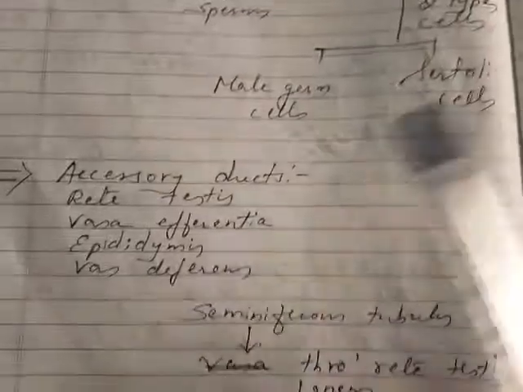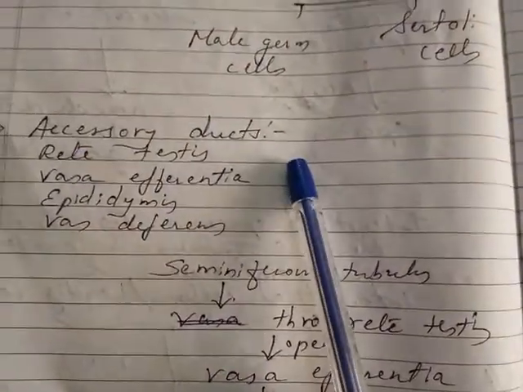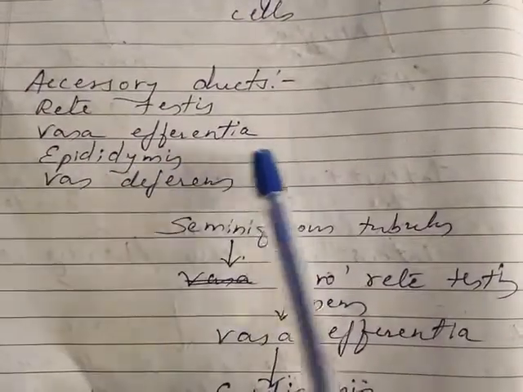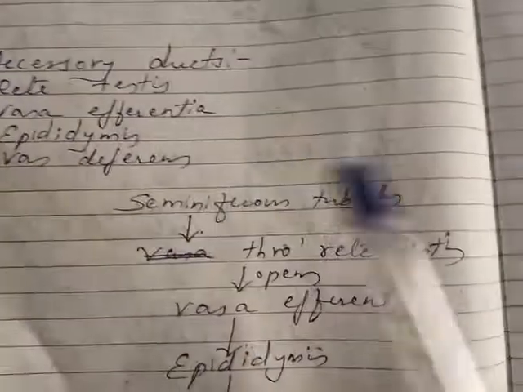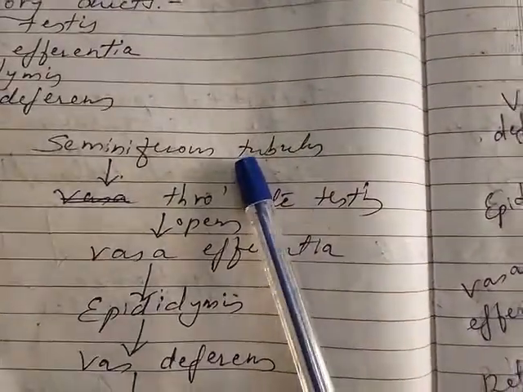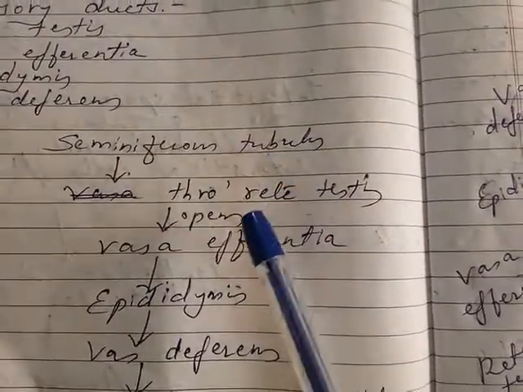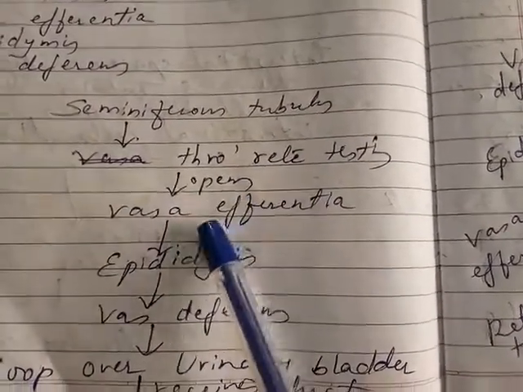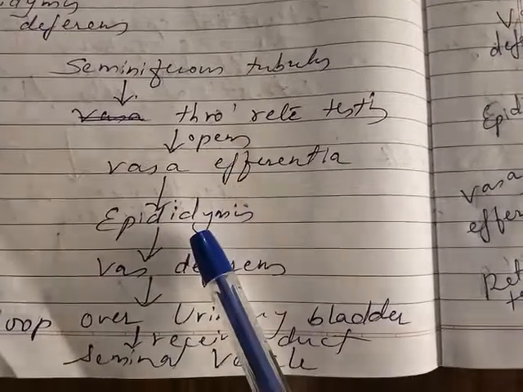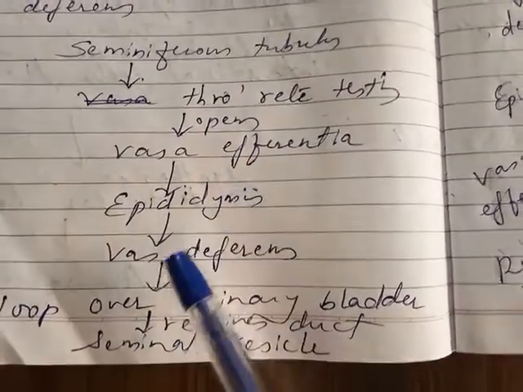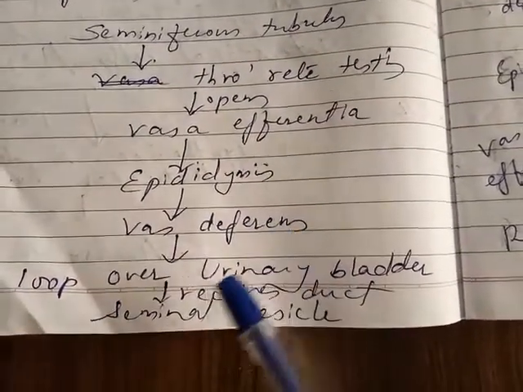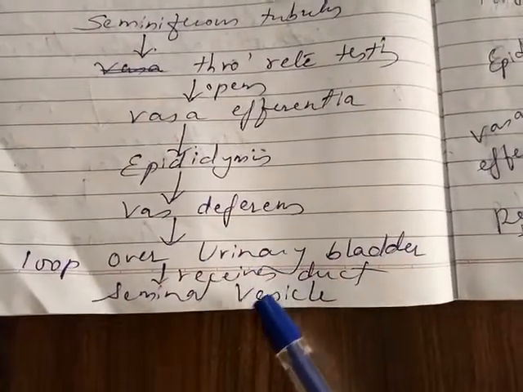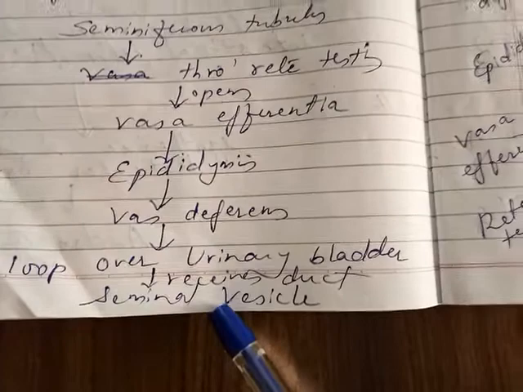Okay, now the accessory ducts that are present are the rete testis, vasa efferentia, epididymis and vas deferens. So the seminiferous tubules open out through the rete testis, which opens into the vasa efferentia, which leads into the epididymis, and that leads into the vas deferens, which loops over the urinary bladder, where it receives the duct from the seminal vesicle.